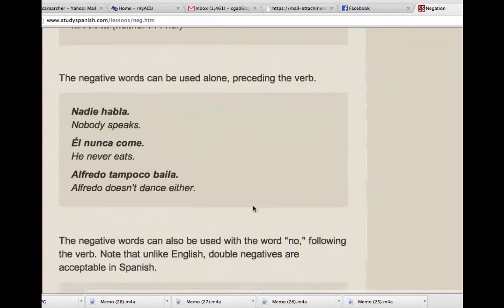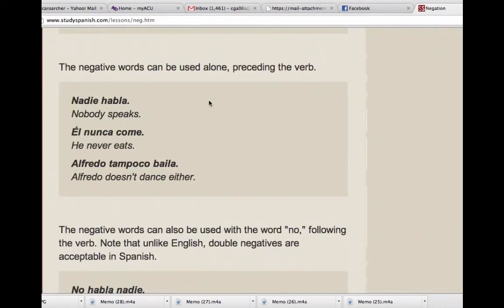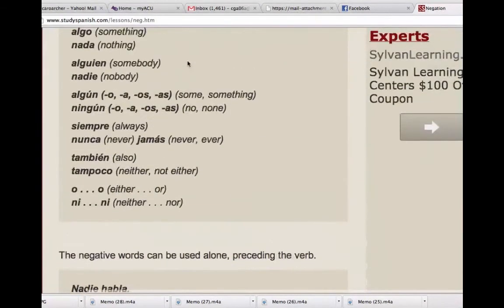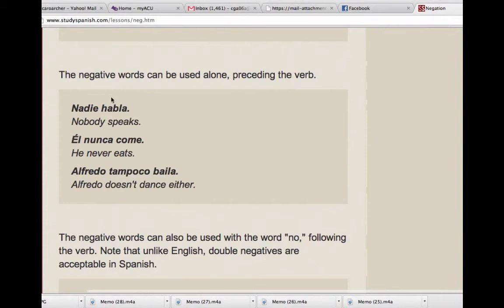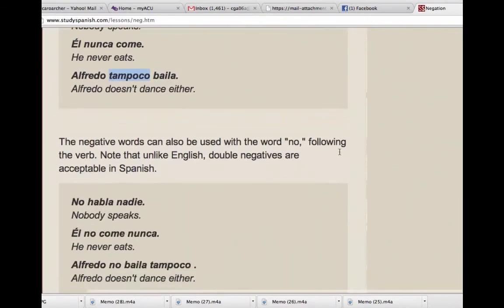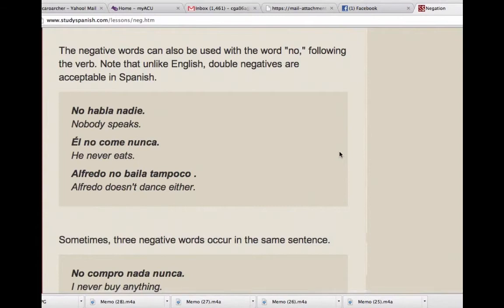Okay? So, the negative words can be used alone, preceding the verb. So before the verb, if you use one of these negative words alone, we have to put them before the verb. Okay? Nadie habla. Nobody speaks. Before the verb. You cannot say habla nadie. Okay? Nadie habla. Él nunca come, before the verb. Alfredo tampoco baila, before the verb. Tampoco baila, okay?